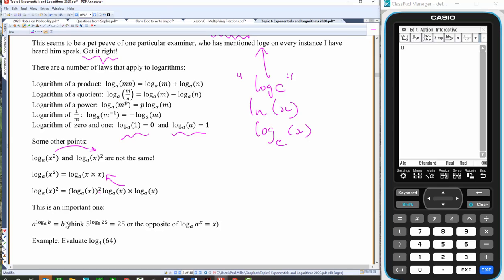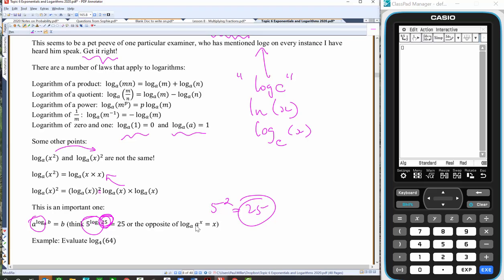This one here is really important. Okay, a to the log a b is equal to b. So these basically just cancel each other out. And the way I think about it is if I've got 5 to the log base 5 of 25, then what's log base 5 of 25? That's 2. 5 raised to what number will give me 25? The answer is 2. 5 squared is equal to 25. So what happens is this 5 to the log 5 thing kind of undoes itself, leaving us with just this thing here. What that does is it undoes itself, meaning the answer is 25.